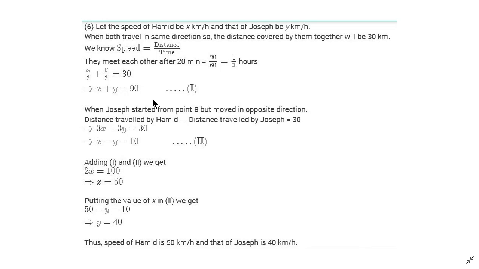What is the second condition here? Second condition here is when Joseph started from B but moved in opposite direction. When moved in opposite direction means not in the direction of A. He was going in direction of A firstly. Now if he goes opposite of the direction, means distance traveled by Hamid minus distance traveled by Joseph is equal to 30, right?